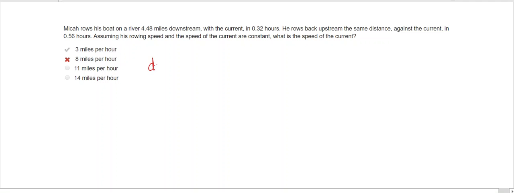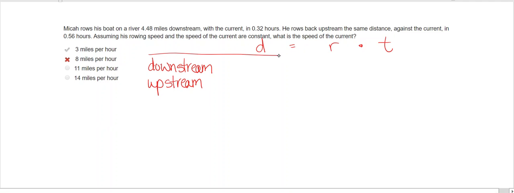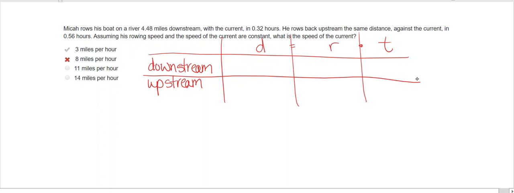So we have downstream and we have upstream. We're still going to use the distance equals rate times time formula to fill in our table here. And really you just look at each of these situations individually. So first we're going to focus on downstream. It says 4.48 miles with the current in 32 hundredths of an hour. Upstream, the same distance, but this time it takes 56 hundredths of an hour.